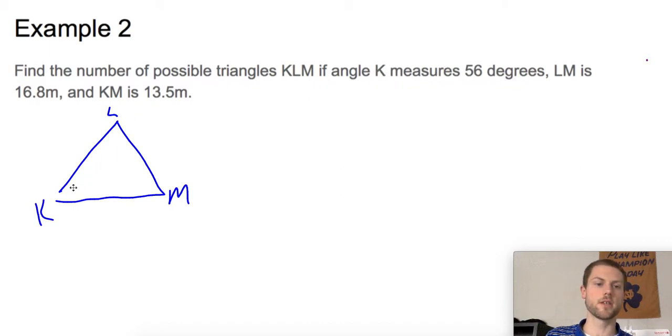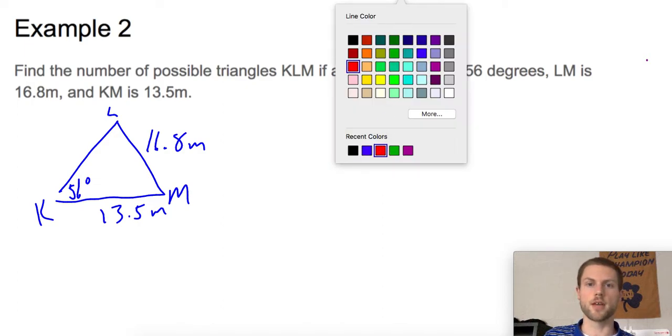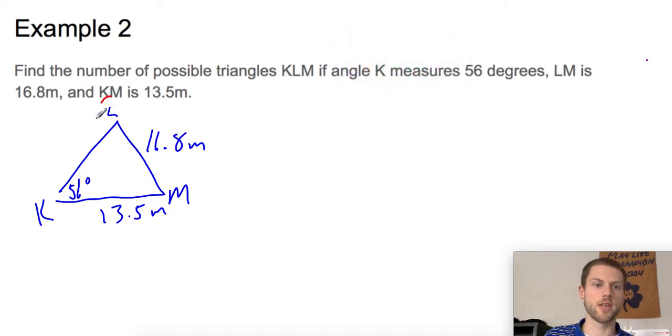K is 56 degrees. LM is 16.8, and KM is 13.5, and these are meters. And so let's find the number of possible triangles. Once again, we're going to go to the law of sines, and I'm interested in this angle L. A good question might be, how do we know which angle? Do I choose angle M or do I choose angle L as the unknown angle? And really, it's going to be the one that we have opposite information for.